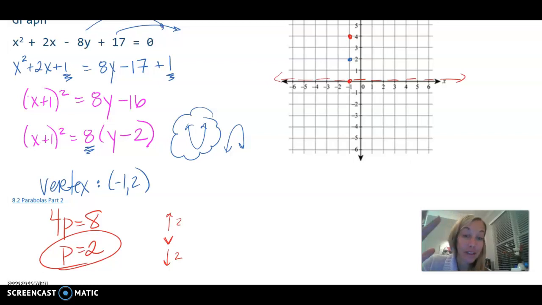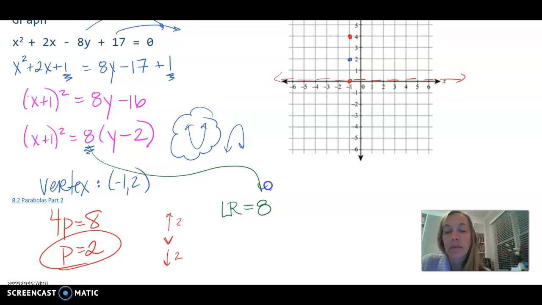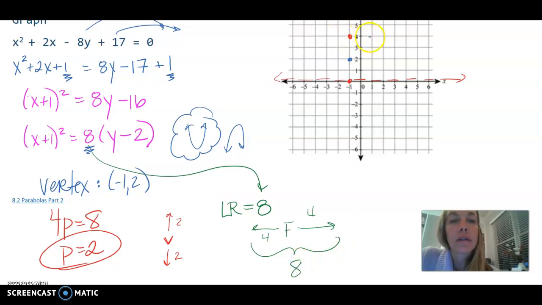And then the last thing is I have to come up with the latus rectum. So the latus rectum is 8. Remember, it's just this number right here. And so the entire width of the parabola is going to be 8. So at my focus, I'll go 4 this way and 4 this way so that the total distance is 8. 1, 2, 3, 4. 1, 2, 3, 4.